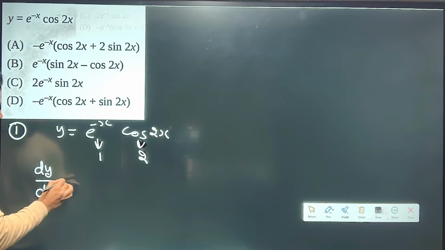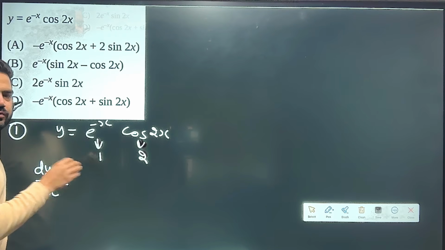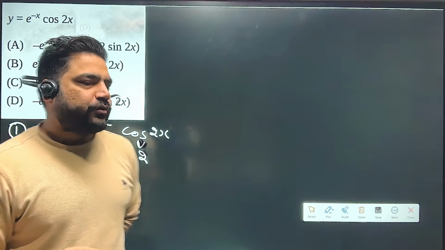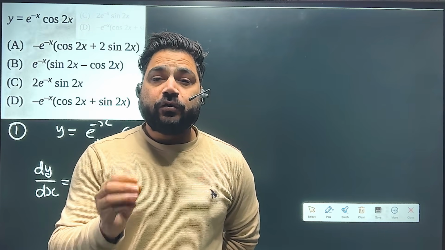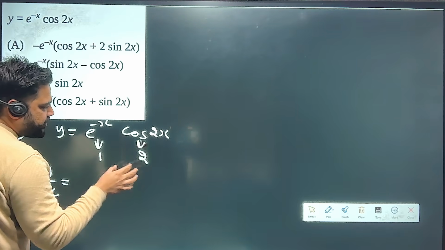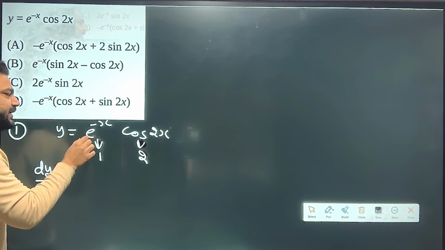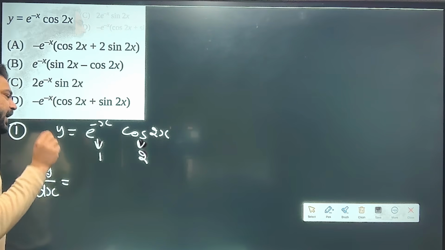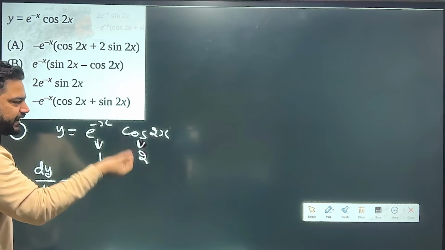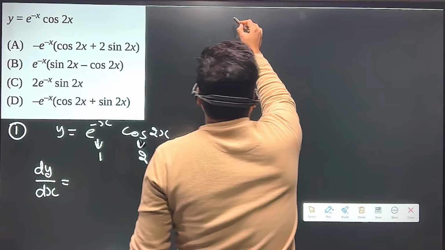And what is the chain rule? Right now we have two functions, so at one point of time we will take the derivative of only one function. If we take the derivative of the first function, the second function remains the same, and if we take the derivative of the second function, the first function remains the same. Let me explain the chain rule here.